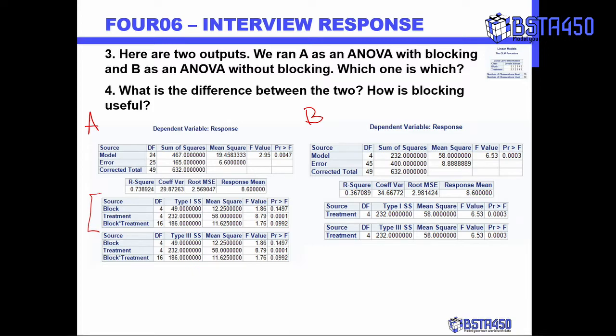First of all, we have to check out the model. Is the model significant? In this case, you have a significant model in both sides. However, B is a little bit more significant. That's what we can say.